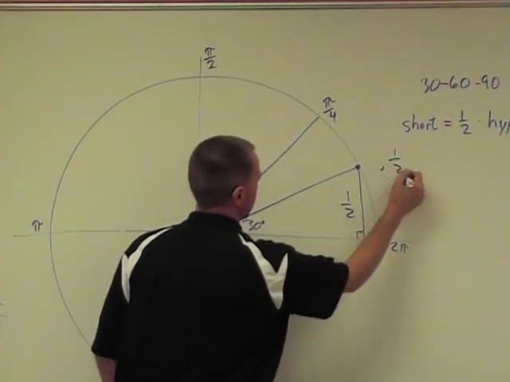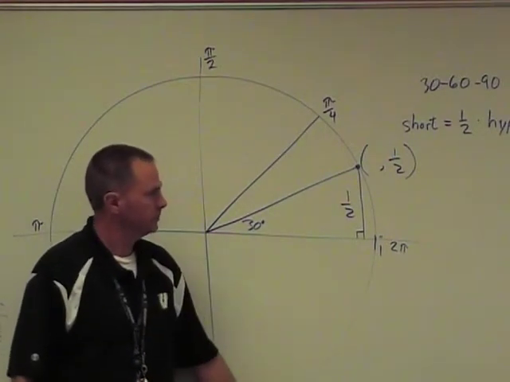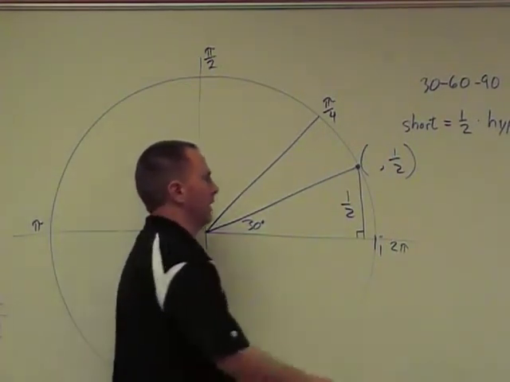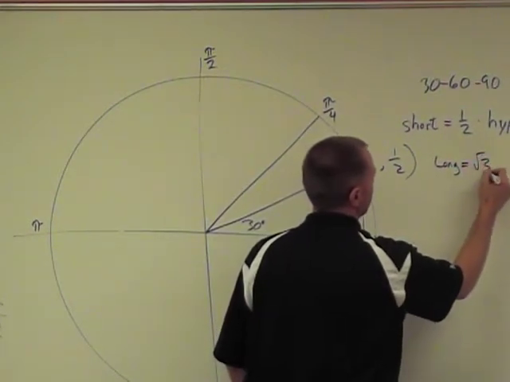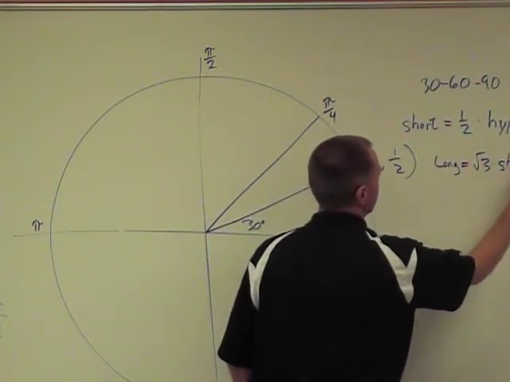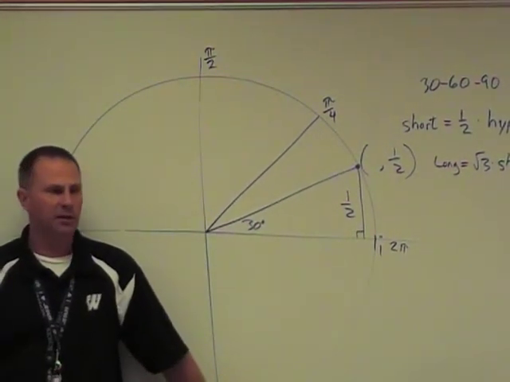So right there, we have the y coordinate of our terminal point. The long leg is the square root of 3 times the short leg. What's the square root of 3 times 1/2?